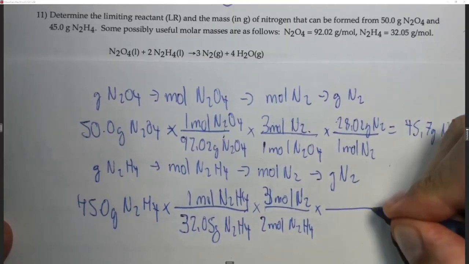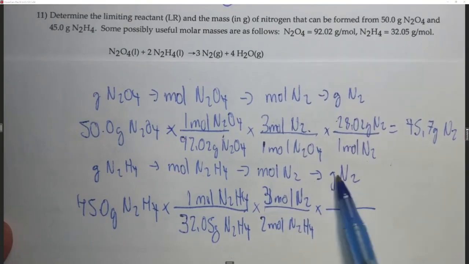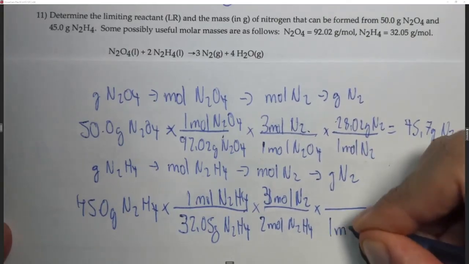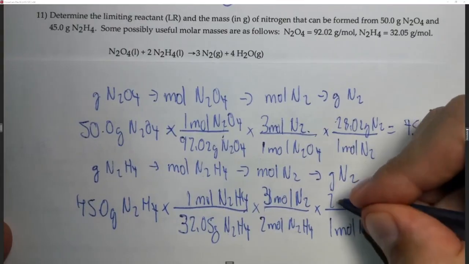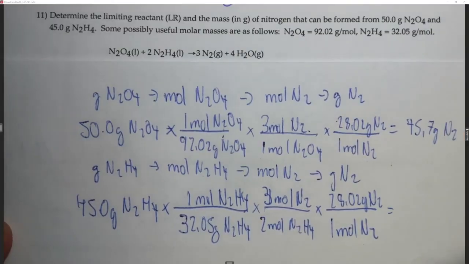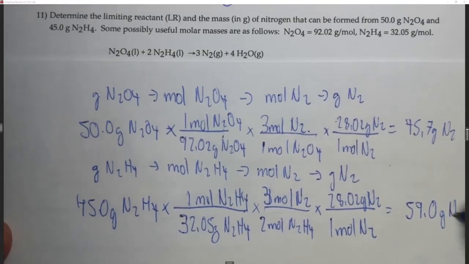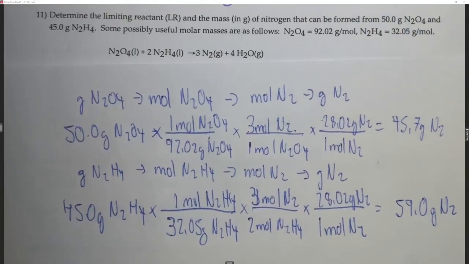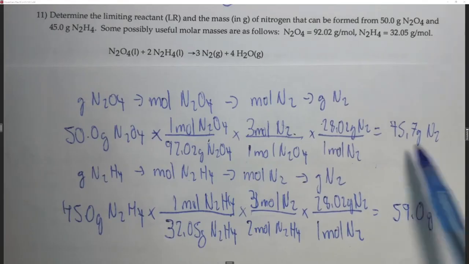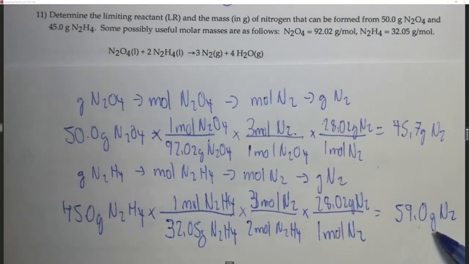In the last case, I'm going from moles of N2 to grams of N2. Same conversion factor. Said another way, I could just copy this down here. So 1 mole of N2 on the bottom and 28.02 grams of N2 on the top. And when we do all that math, we get 59.0 grams of N2. So what this means is if we use all 50 grams of our N2O4, we make 45.7 grams of N2. If we use all 45 grams of our N2H4, we could make 59 grams of N2.